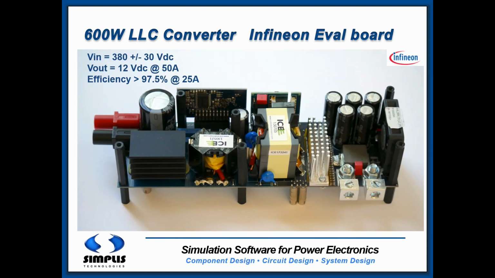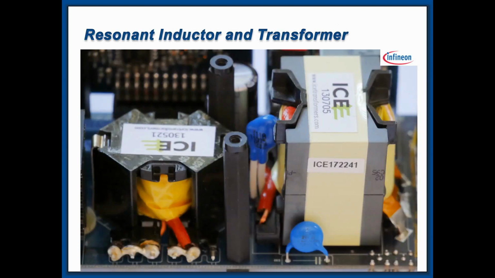This is the 600 watt LLC converter eval board that we will be modeling in SIMPLIS. It has a nominal input voltage of 380 volt DC, output voltage 12 volt DC at 50 amps full load, and these are the two components that we will be modeling using the magnetics design module, the RM core resonant inductor, and the PQ core transformer right beside it. So now I would like to go into the circuit.